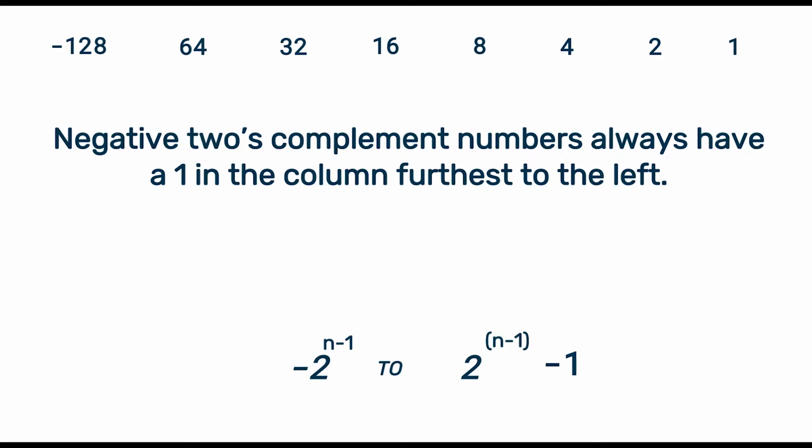Let's do a quick recap. We know that 2's complement numbers have the most significant bit, i.e. the column furthest to the left, flipped into a negative number. All negative 2's complement numbers have a 1 in the negative number column. We also covered how to construct a negative number in 2's complement, and the range of numbers we can represent in 2's complement.